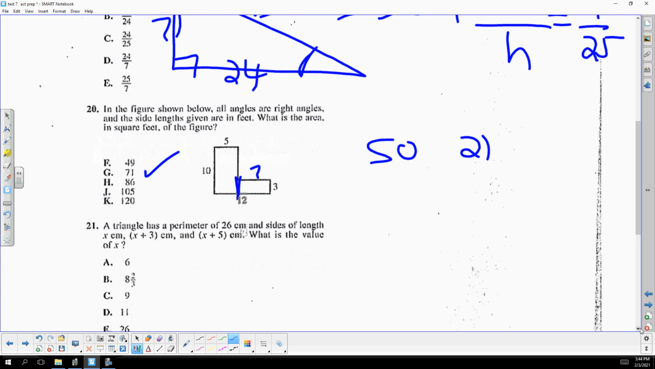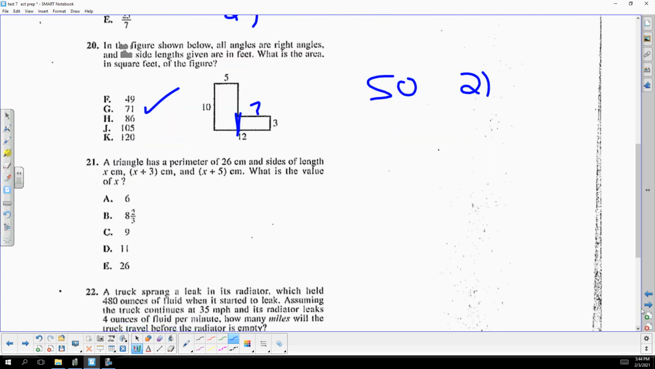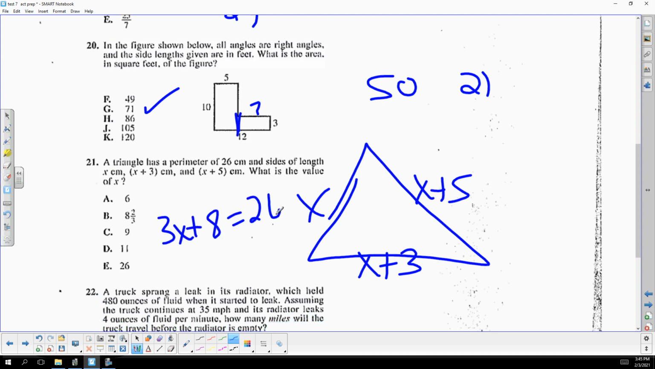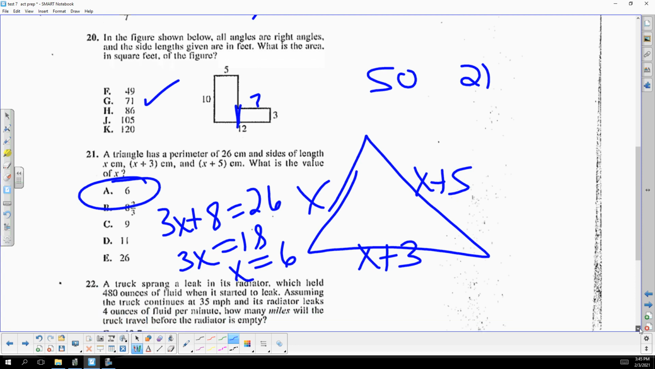Rolling right along, what's 21 say? The triangle has sides x, x plus 3, and x plus 5. Perimeter means add them up. 3x plus 8 is 26. Subtract 8, x is 6. And this is one of those times where they're actually looking for x.